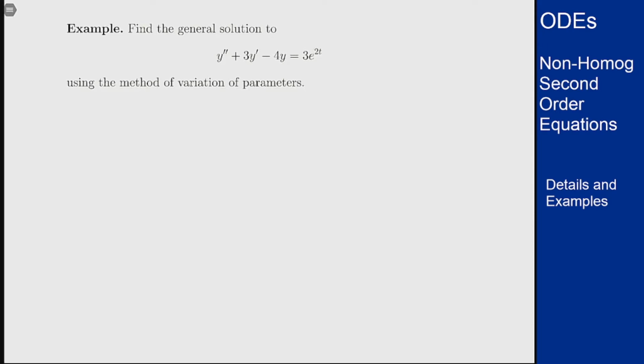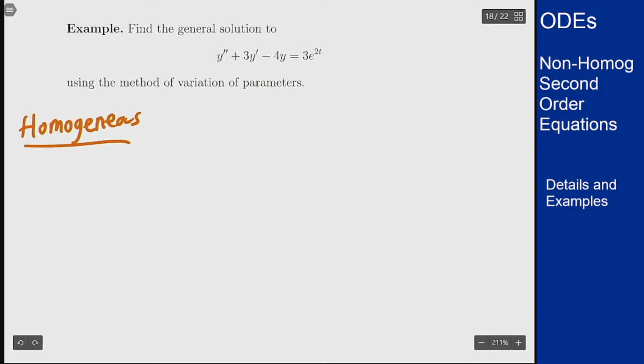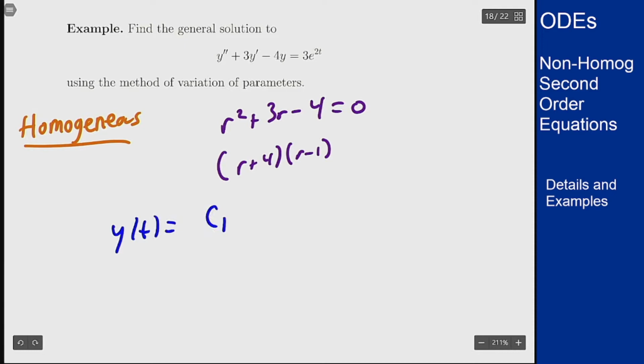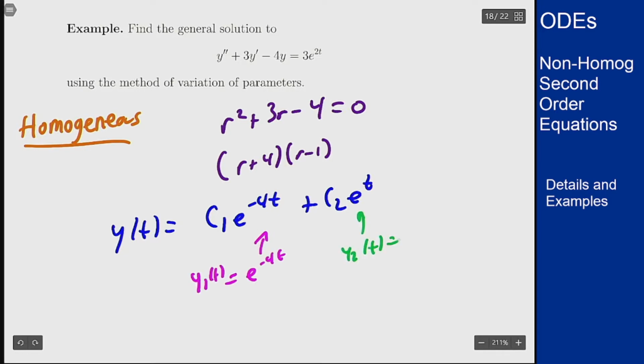So in this case, we look for the homogeneous problem, which has characteristic equation r squared plus 3r minus 4 equals 0. This factors as (r plus 4)(r minus 1). So the solution here is y of t equals c1 e to the minus 4t plus c2 e to the t. So in particular, we have y1 being e to the minus 4t and y2 being e to the t.